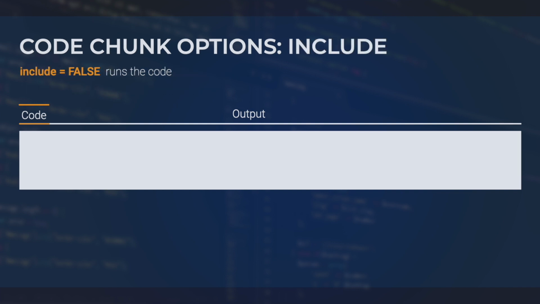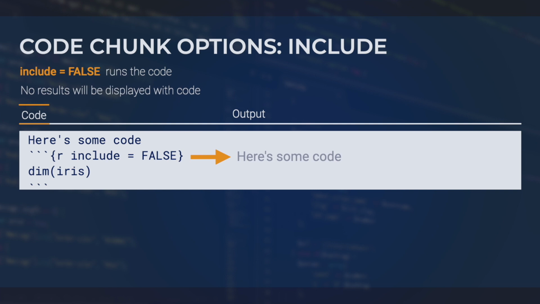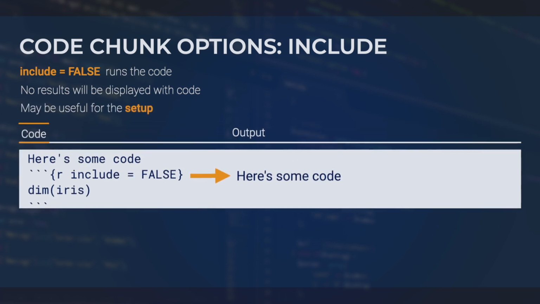Sometimes you wouldn't want to include either. If you have, let's say, a setup chunk, and your setup chunk has a lot of libraries that you attached and several other parameters that aren't so important for a report, you can set include to equal false. This is important because you will run the code, which is important, especially if it's a setup chunk. So you'll run the code, but it will not show the code and it will not show the output. So again, this is going to be useful for the setup and maybe in some other cases, but I just want to alert you that this is a possibility.